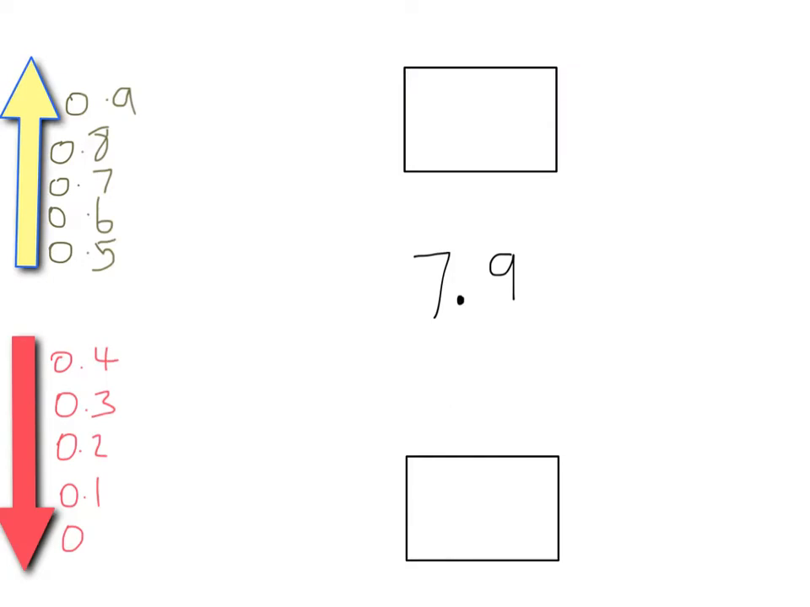Rounding decimal numbers works in the same way as rounding whole numbers, only that we need to look at the decimal part of the number to determine whether to go up to the next whole number or down to the previous. Of course, we need to decide what the whole numbers are that 7.9 falls between, and it falls between 7 and 8.